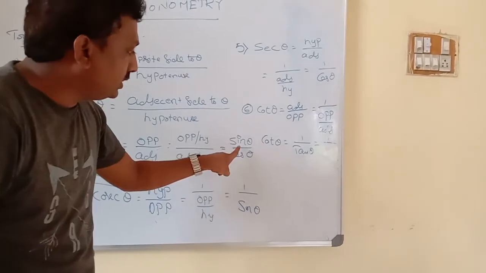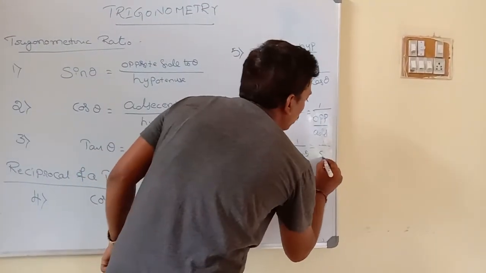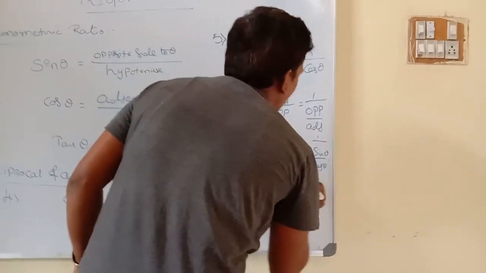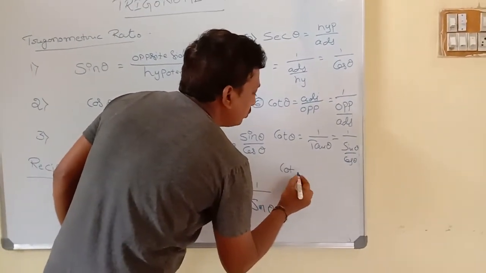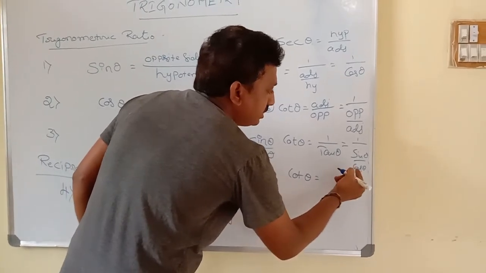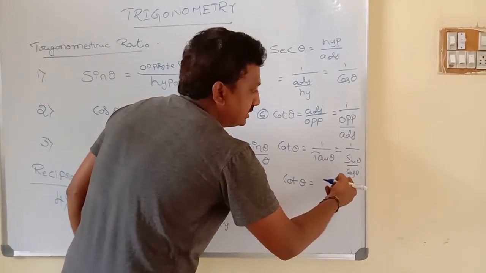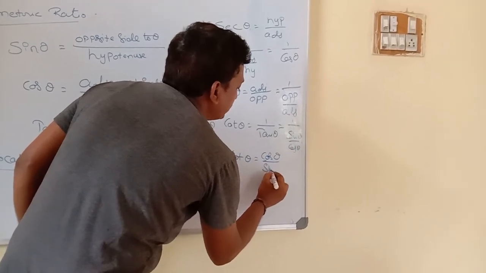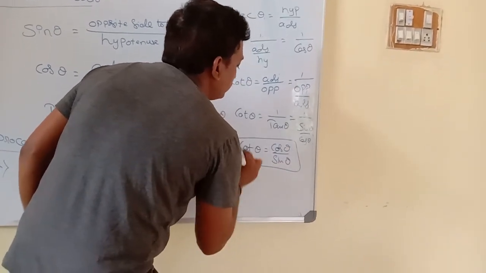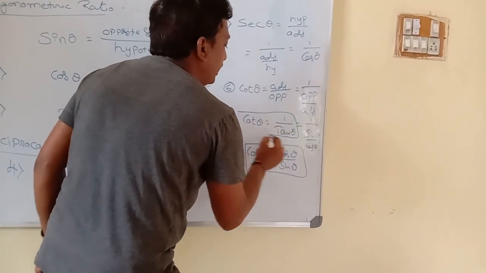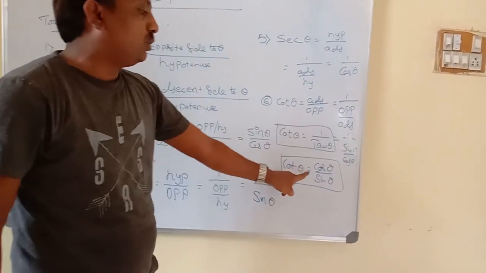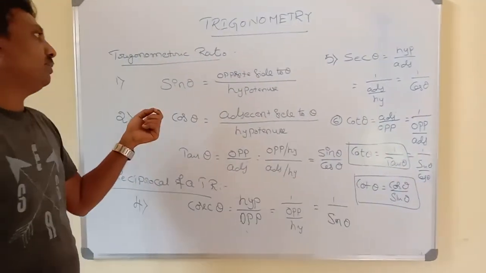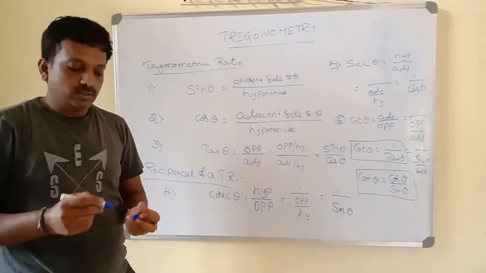Tan theta, we already know, is sin theta by cos theta. So I am writing sin theta by cos theta. Here, one more formula we can write for cot theta: 1 by sin theta by cos theta. This is the reciprocal, so this is cos theta by sin theta. So cot theta equals 1 by tan theta, and cot theta equals cos theta by sin theta. These are the trigonometric ratios. Thank you, friends.